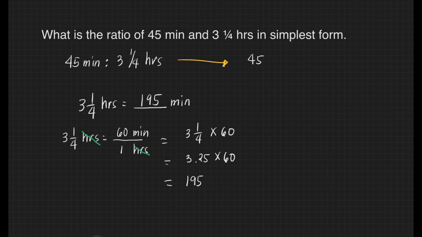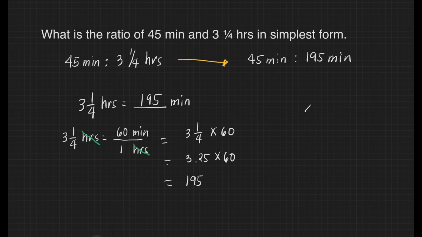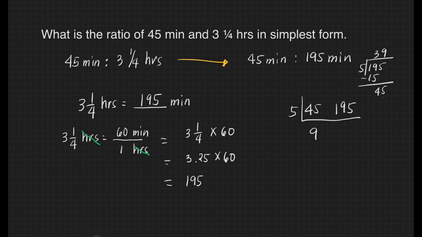This will be 45 minutes is to 195 minutes. We're ready to do lowest term, 45 and 195. What number can we divide both of them? That's 5. And 45 divided by 5 is 9. 195 divided by 5 is, okay, let's perform it. And that will give us 39.